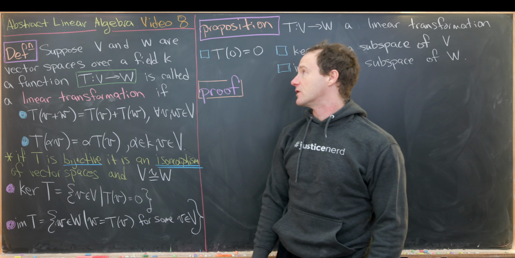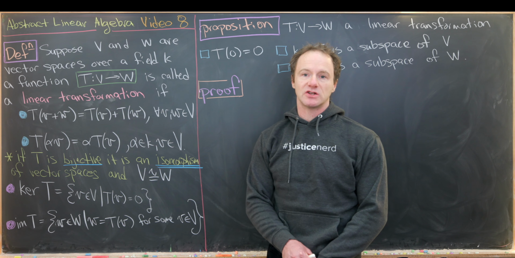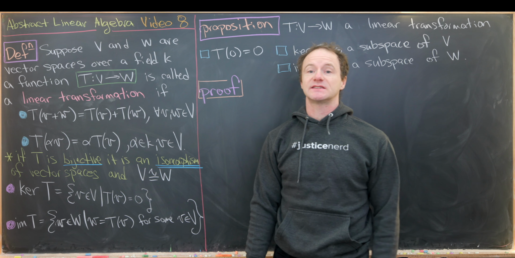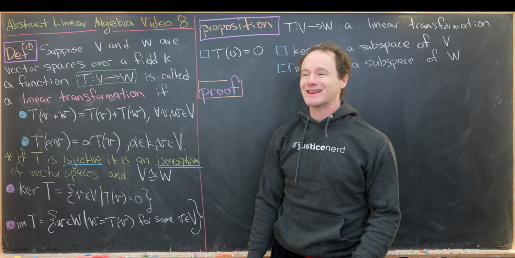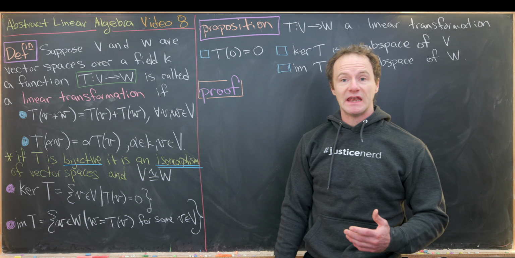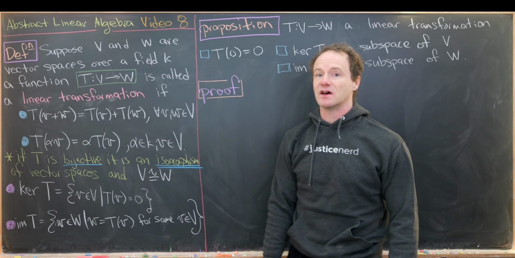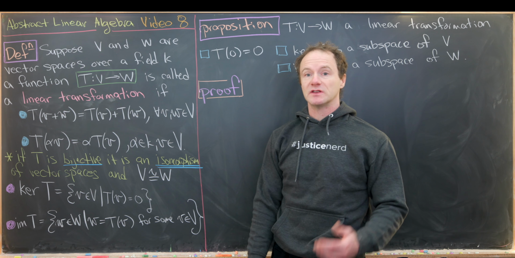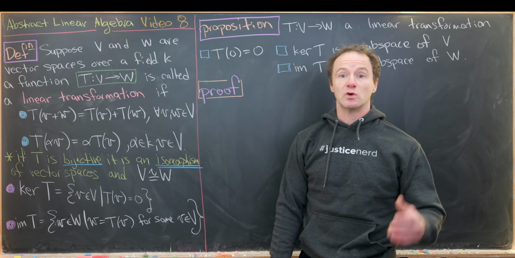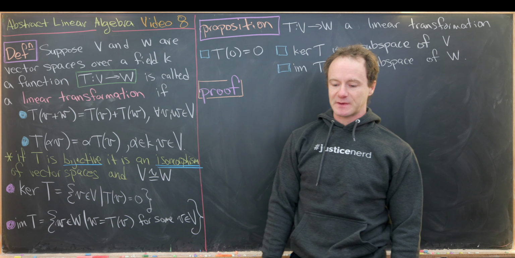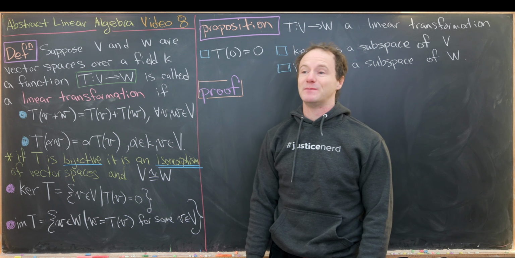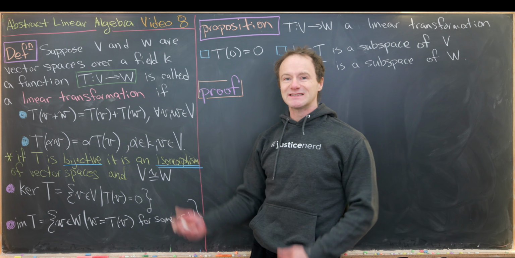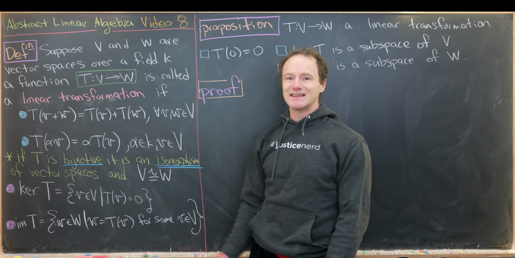This is the 8th video in a series covering abstract linear algebra. In the previous couple of videos, we covered vector spaces and subspaces of vector spaces and gave tons of examples. And now we want to look at a special class of functions from one vector space to another vector space called linear transformations. We'll look at a bunch of examples of linear transformations as well as prove some basic results regarding linear transformations. So let's get to our relevant definitions for this video.